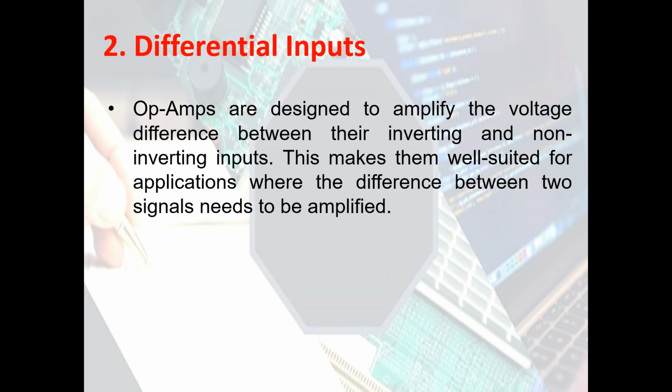Power supply terminals, plus V and minus V, provide the power supply voltage to the op-amp. Positive and negative voltage supplies are typically required for proper operation. The power supply terminals provide the necessary voltage to operate the op-amp. Offset null or offset adjust, if present, is used for adjusting the DC offset voltage in certain op-amp models.